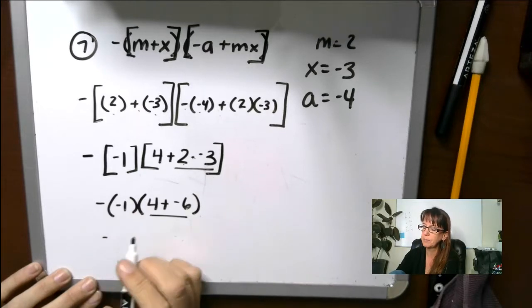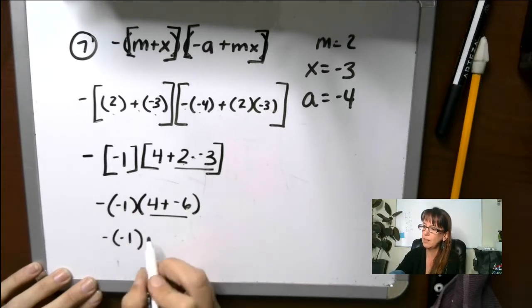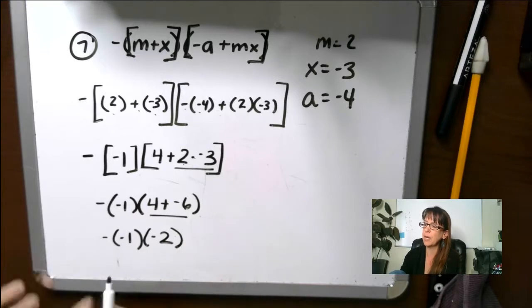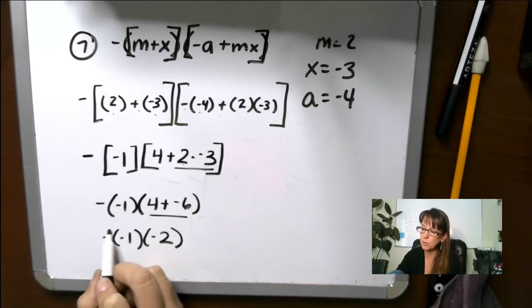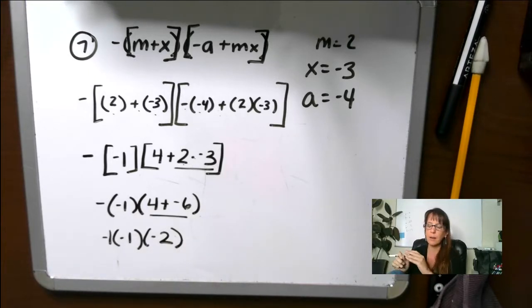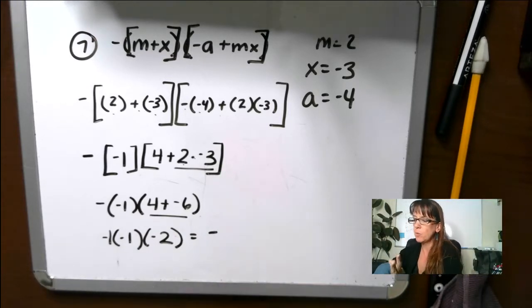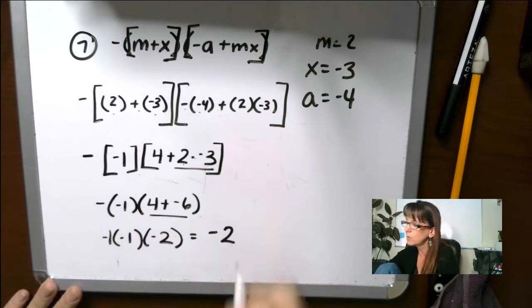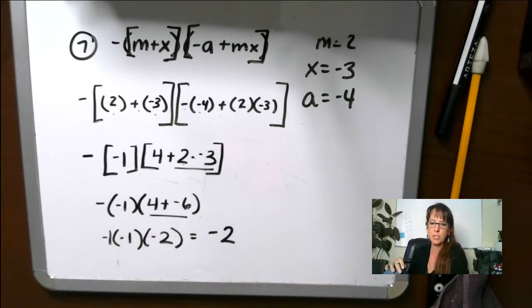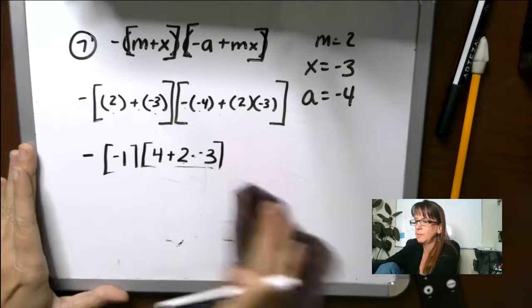Whoops, -1 times -2. Guys, there are 3 negatives, and if it helps, you can throw a little 1 there, right? That's totally allowed. There are 3 negatives there, which means 3 is odd, so it's going to be a negative number, okay? Because when we have an odd number of negatives, the answer is going to be negative. So 1 times 1 is 1 times 2 is 2. So our answer here is -2. Good work.